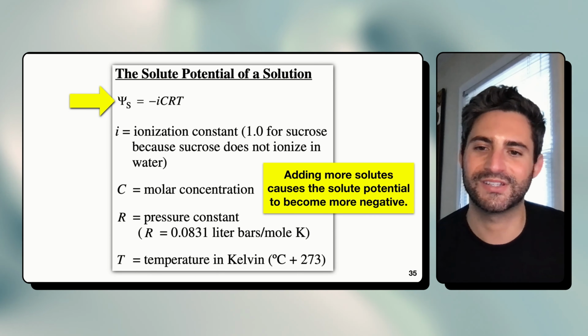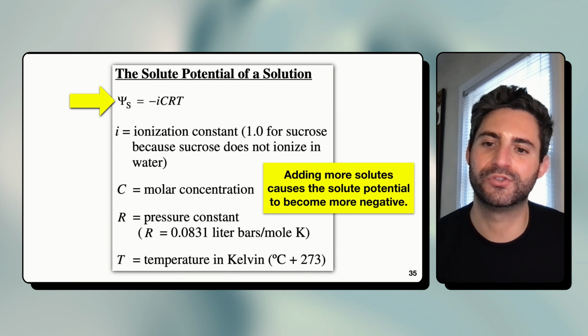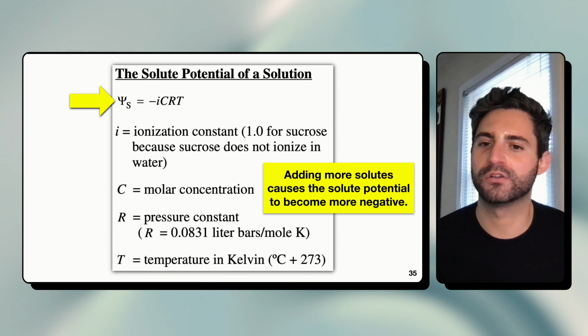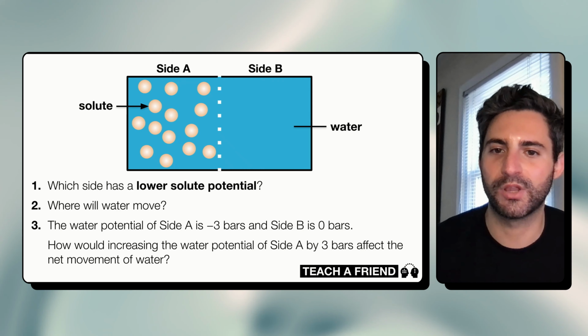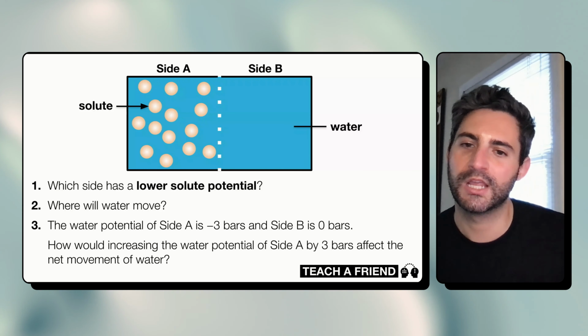One thing you want to notice is that if we add more solutes to a sample, that will cause the solute potential to become more negative. Here's an example I want you to try on your own, and then we can review.